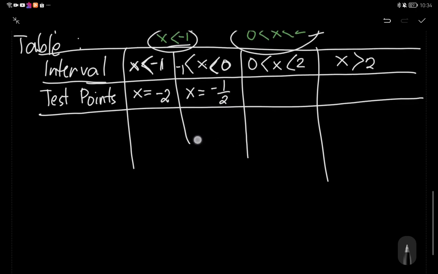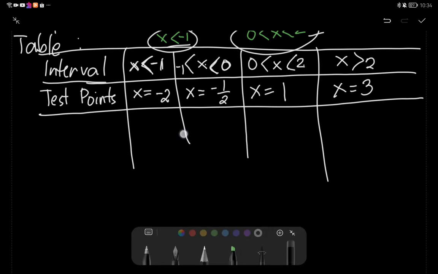Okay. The next one is this. For the third interval, x is greater than 0 but smaller than 2. So, it is between 0 and 2. That is 1. And the fourth interval, x is greater than 2. Any number greater than 2 will work here, but for example, we will just choose 3. Now, let's write it straight.